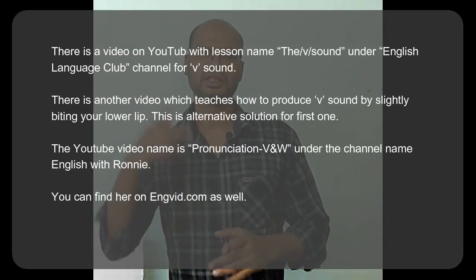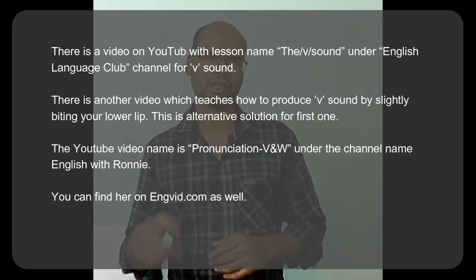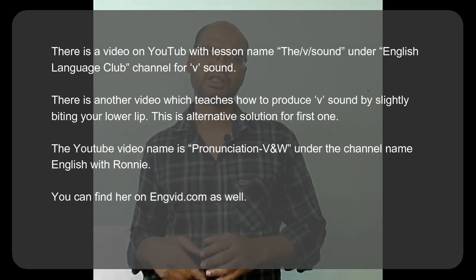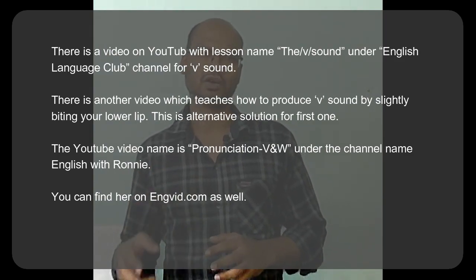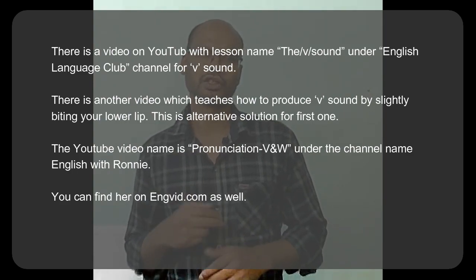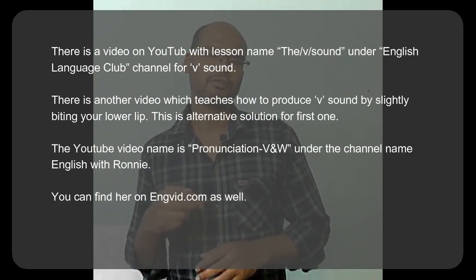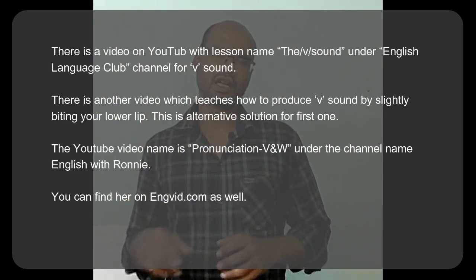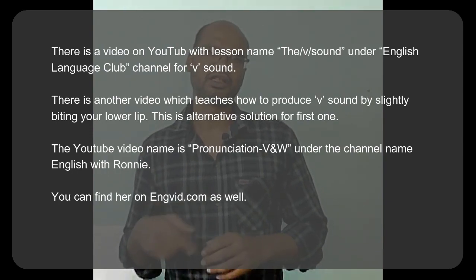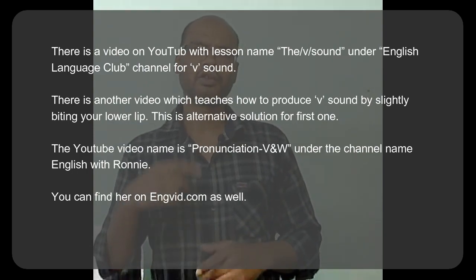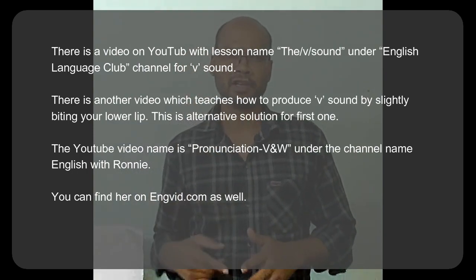There is a video on YouTube, its name is the V sound, under the English Language Club channel, for the V sound. There is another video which teaches how to produce the V sound by slightly biting your lower lip. This is an alternative solution to the first one. The YouTube video name is Pronunciation V and W, under the channel name English with Ronnie. You can find Ronnie under englishread.com.